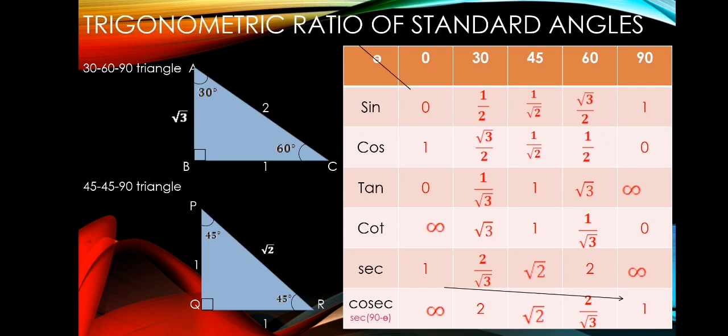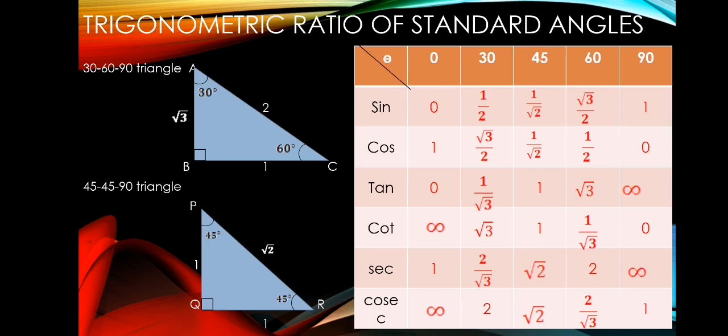In this way, we have found out all the trigonometric ratios of standard angles. You have to keep in mind this table, or with the help of these two triangles 30 60 90 and 45 45 90, you can easily fill out these values for trigonometric functions.